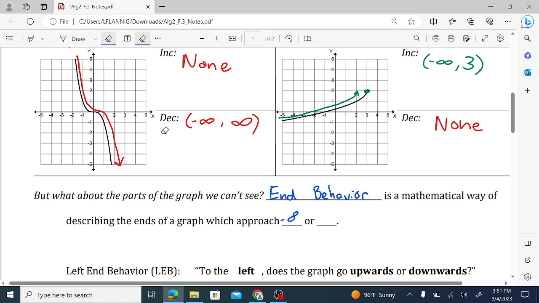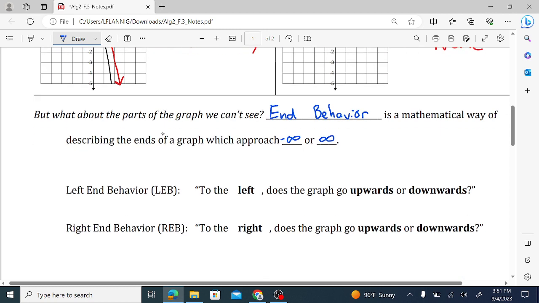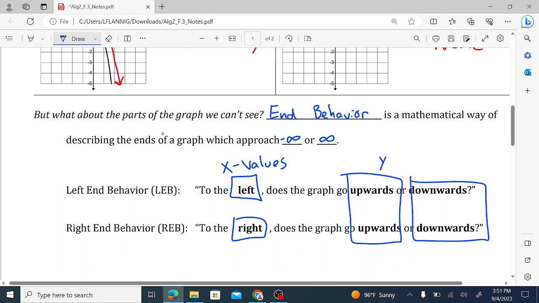Oops, that doesn't look like a great infinity. Let's change that. Negative infinity to positive infinity. And we can talk about left end behavior and right end behavior. Left and right are all about the x values, while upward and downward are all about the y values. Left and right, again, are the x values, and y values are for the upwards and downwards shift of it.